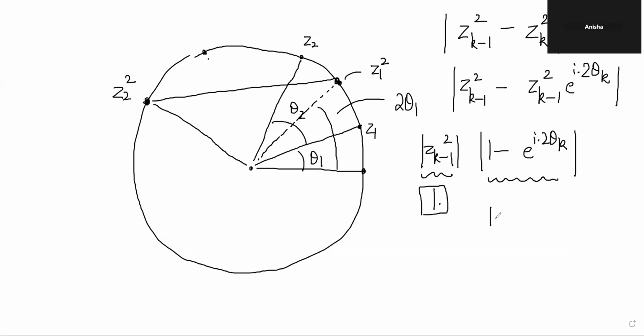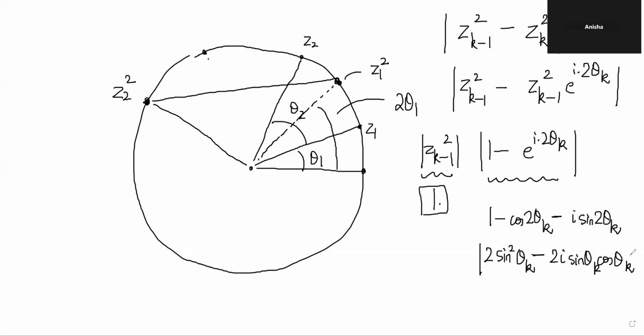So let's do that: 1 minus cos 2 theta k minus I sine 2 theta k. 1 minus cos 2 theta k is 2 sine square theta k, minus 2I sine theta k cos theta k.